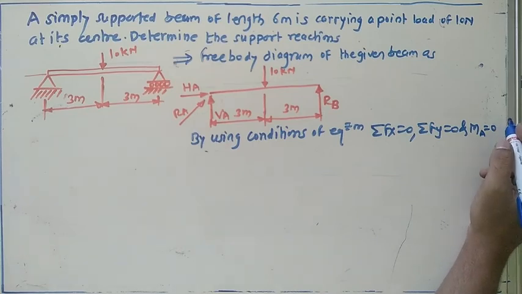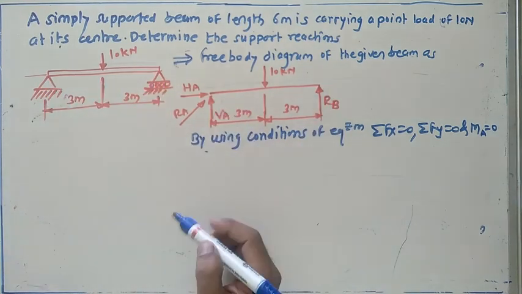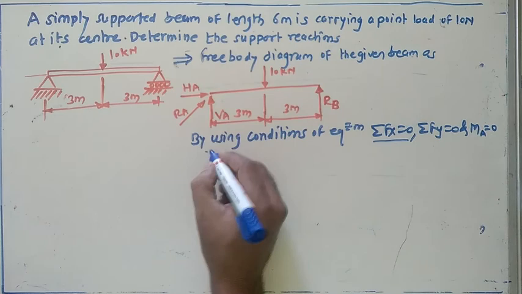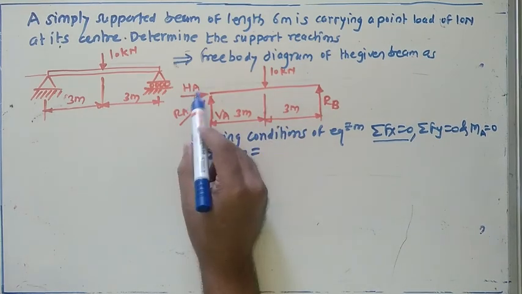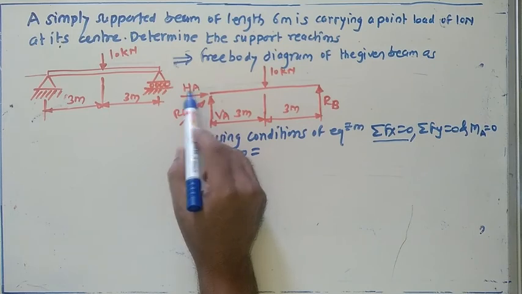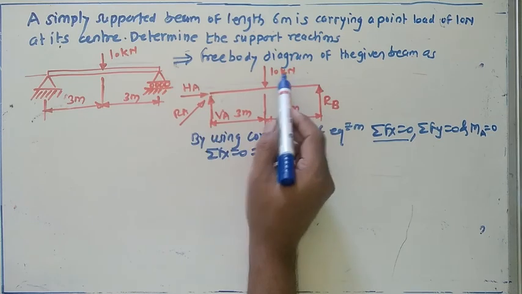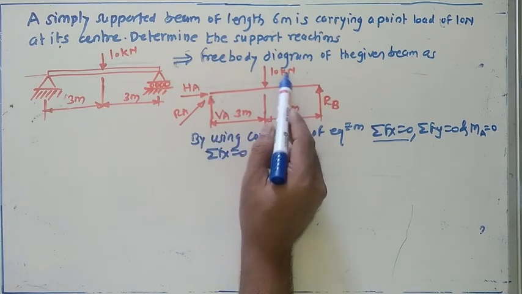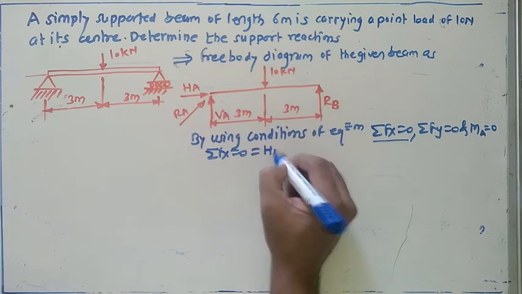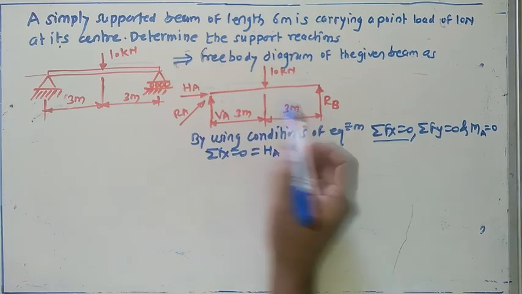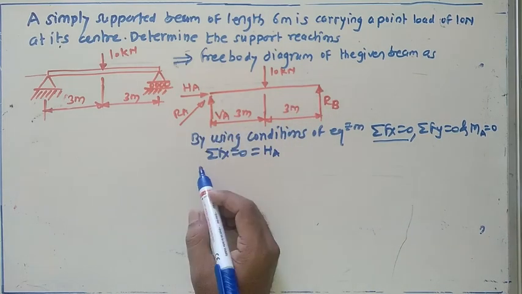Now in this case, there is no force available along the horizontal direction. What does it indicate? Summation of Fx equals 0 means what here? We have shown the reaction in the horizontal direction, and there is no other force apart from this one. The active force on this beam is only 10 kilonewton that acts in the vertical downward direction. Means here HA must be equal to 0, because there is no horizontal force, so HA must be equal to 0. Now move towards the next one.